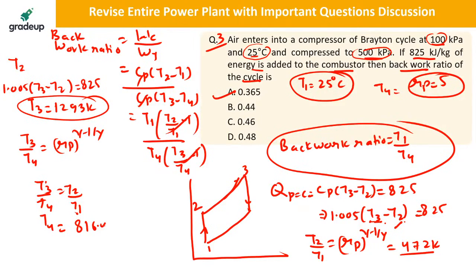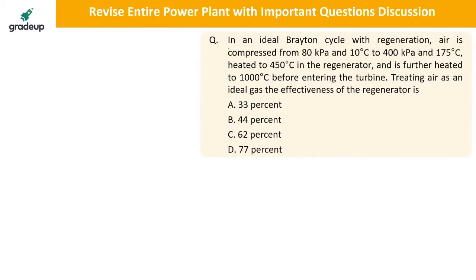816.4. Just put the value everything. You have got T1. T1 is 298. T4 is 816.4. You will be getting the answer as 0.365. Are you getting the answer, everyone? Yes. Next question, question number 4.